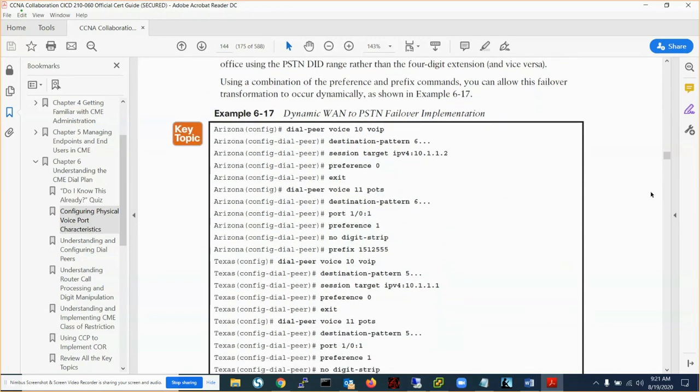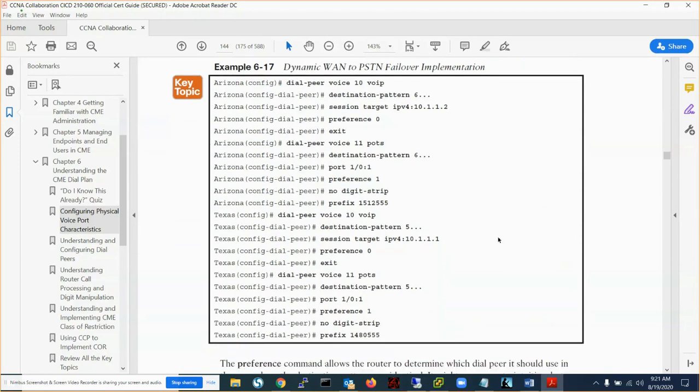So that's the Arizona office configuration, and the Texas configuration will just be the reverse: destination pattern 5 dot dot dot. You send it to this IP address once somebody presses 5 and 3 digits, right? Exit, and then you have the same thing, destination pattern. This time you're sending it through the port. So what it's telling you here is if it's using this dial peer, right, add on this number to it. Add on these digits to it.